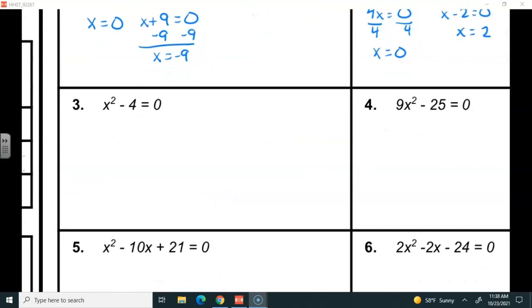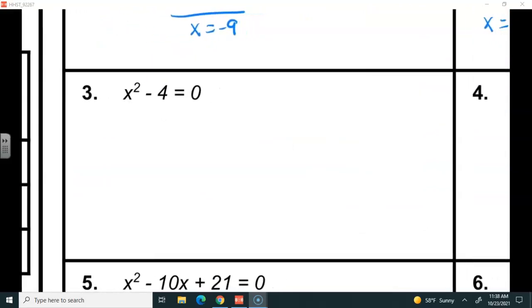Okay, here we have a difference of squares. So when we factor this, you should know it becomes x minus 2 and x plus 2 equals 0. If you remember from the previous lesson, you could have done this using the square root method. So if you recognize that, there's multiple ways that you can solve some of these equations.